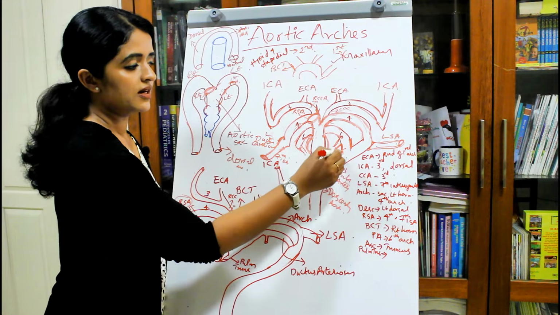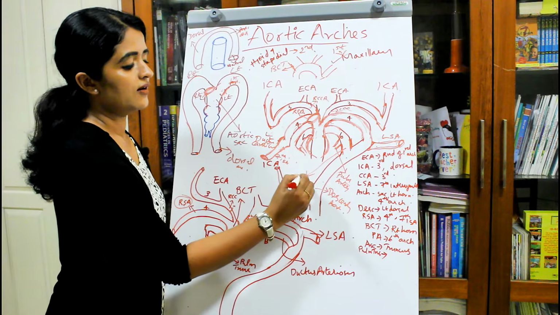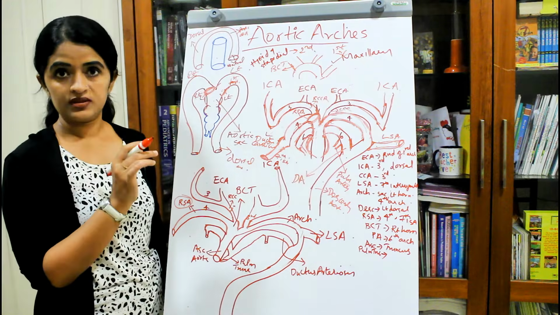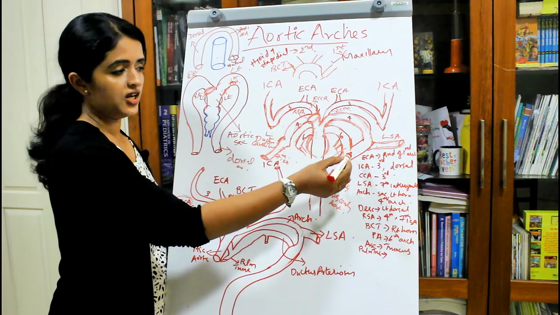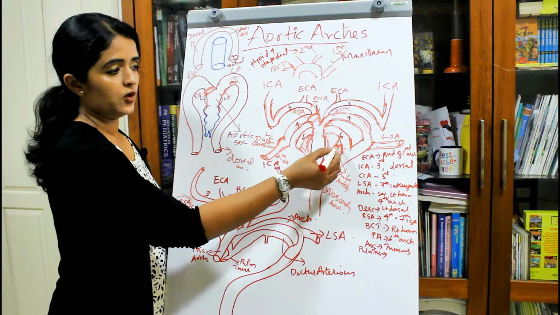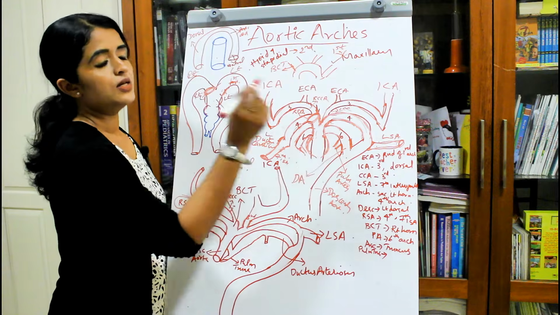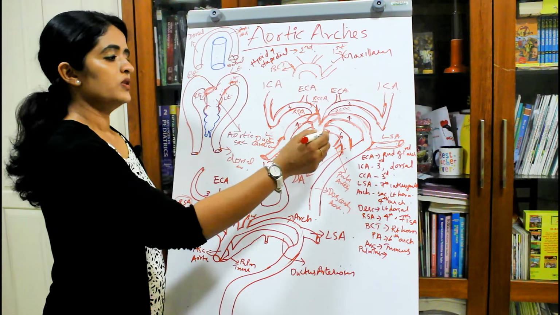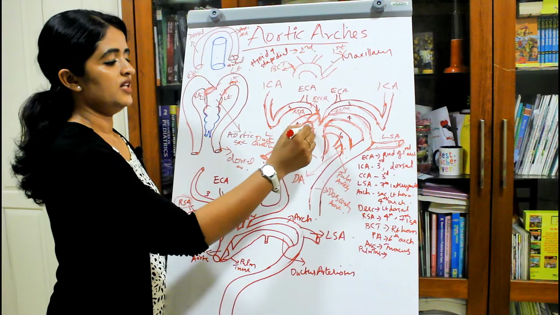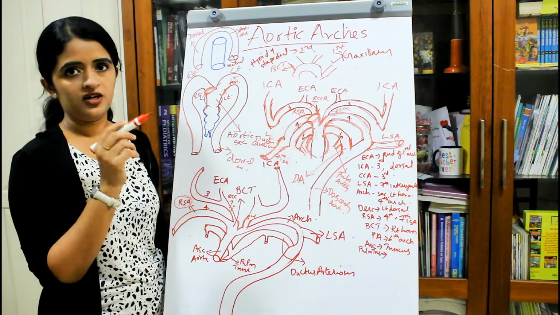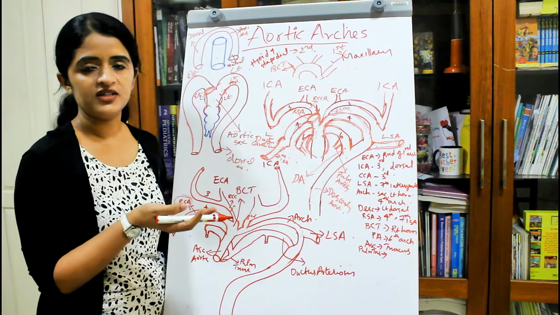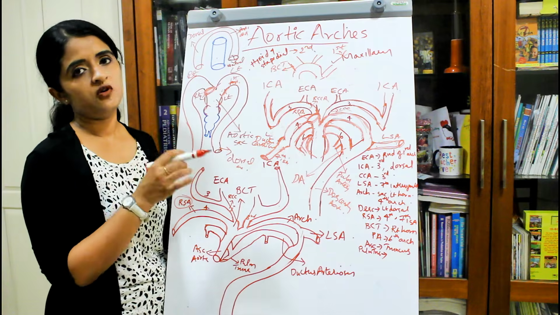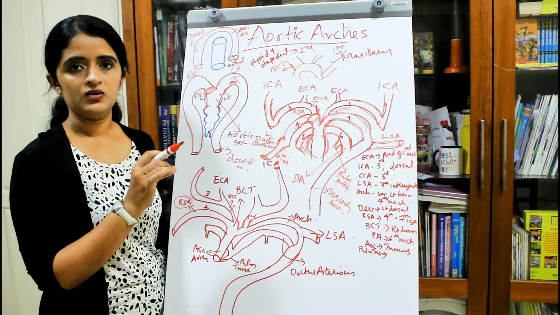So what is this connection known as? This is our ductus arteriosus. So the 6th arch artery which is connected to the dorsal aorta beyond the lung bud is known as the ductus arteriosus. Okay, so the 6th arch is mainly giving rise to the pulmonary artery, which is in continuation with the pulmonary trunk formed from the truncus arteriosus.